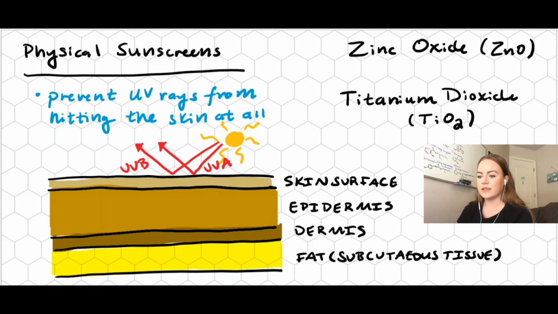Okay, so now let's take a look at how the mineral sunscreens interact with the sun. So the main takeaway is that the mineral sunscreens prevent UV rays from hitting the skin at all. The goal of these compounds is to scatter the UV light and prevent penetration into the skin, as we see here. And the 2 main types of mineral active ingredients you'll see in sunscreen are zinc oxide and titanium dioxide.